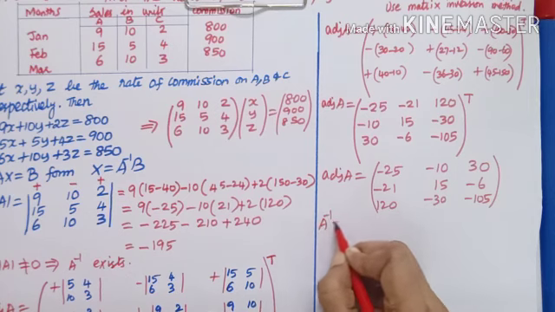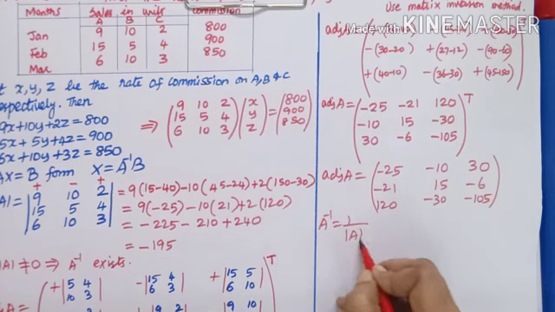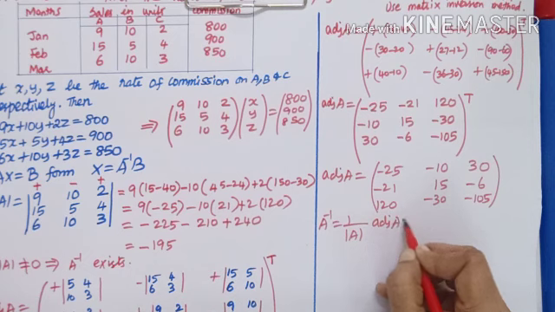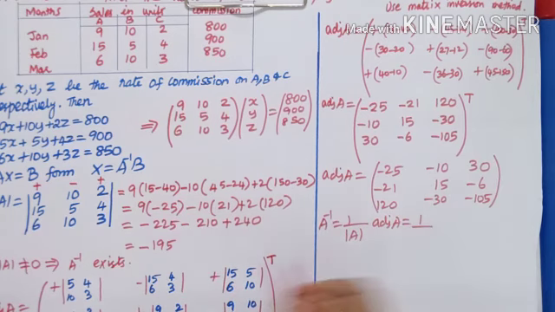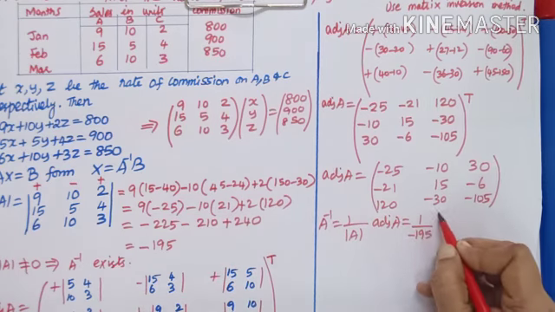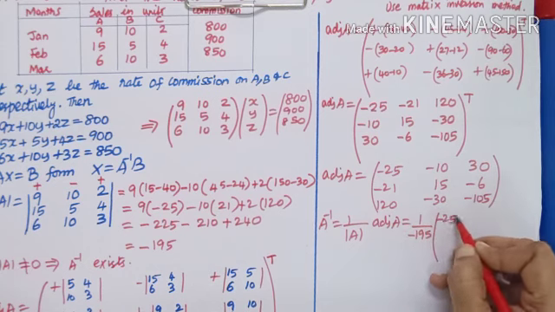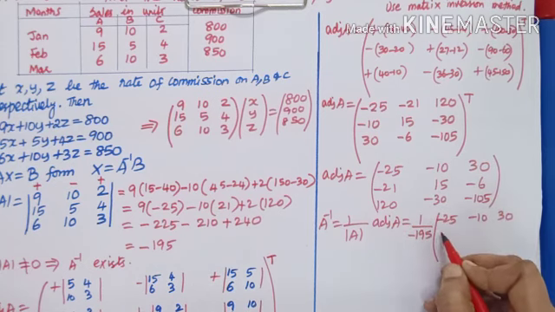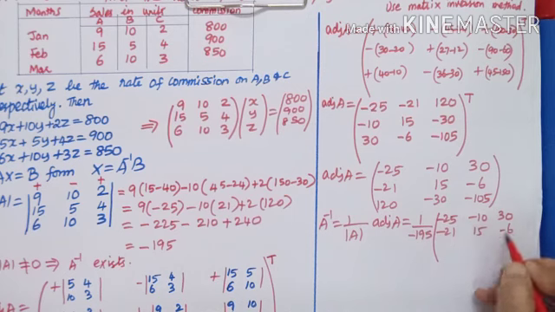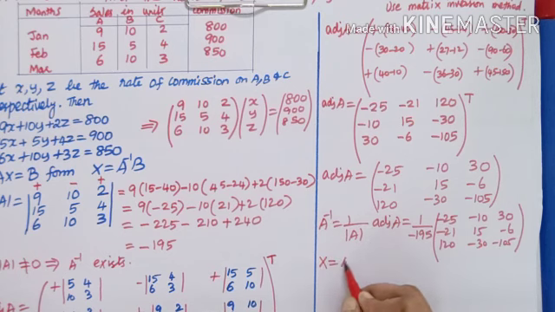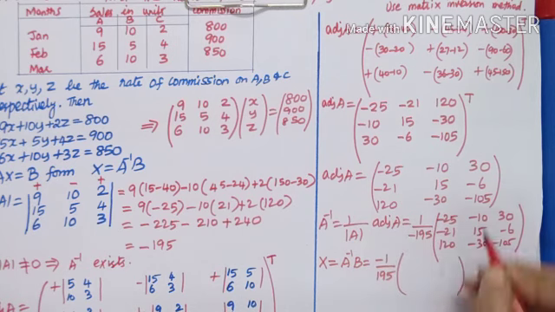Now we need to find out A inverse, which is 1 by determinant A into adjoint of A. 1 by determinant A is minus 1 by 195, adjoint is minus 25, minus 10, 30, minus 21, 15, minus 6, 120, minus 30, minus 105. The very next step, find out X, which is A inverse B. Minus 1 by 195 into A inverse, that answer, into B matrix.